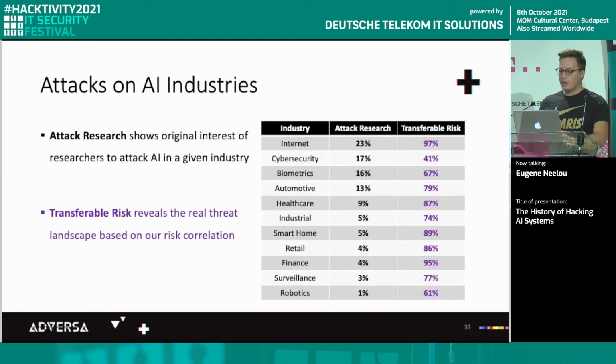And similarly, if object detection is vulnerable in self-driving cars, the same object detection models could be used in surveillance systems, so they are counted in both industries. And with such correlation, we can see that even though researchers attack internet applications in only 23% of cases, over 97% of attack cases are applicable to AI applications used in internet companies. So we can see that attacks are transferable not only across models, but also across industries.